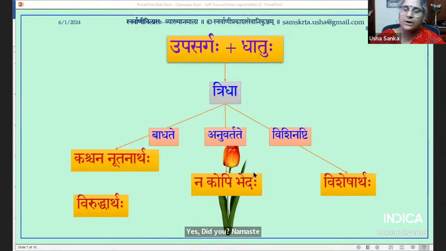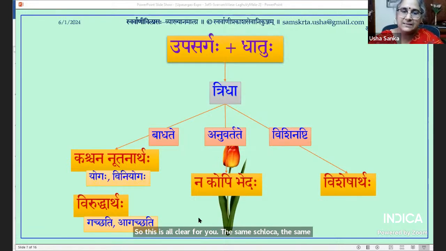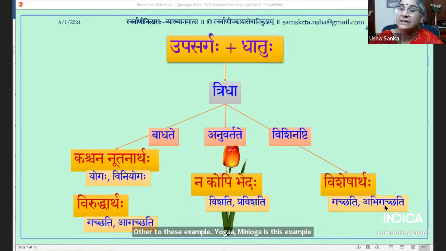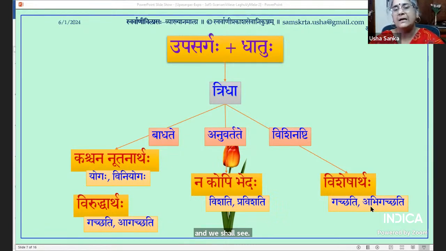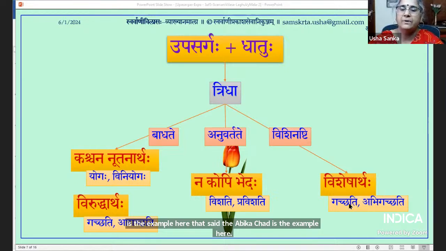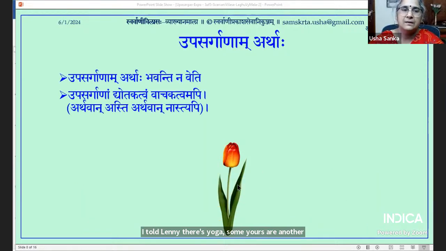The same shloka explained here. Let me see if anything is there. Yeah. So for this, gachati agachati is the example. Yogaha viniyogaha is this example. And vishati pravishati is the example here. Gachati abhigachati is the example here. I told another yoga, some yoga, another example. I said, okay. So these are the examples.